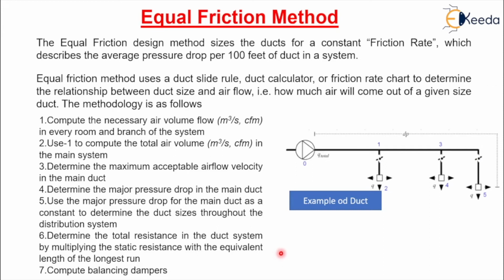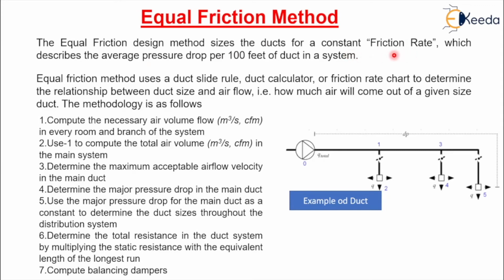Now in the equal friction method, the design method, the friction design method sizes the duct for a constant friction rate, which describes the average pressure drop per 100 feet of duct in a system. What is the meaning of this? What is the meaning of this constant friction rate?